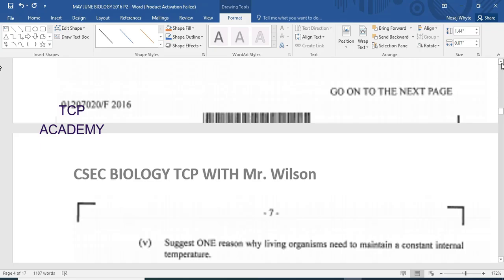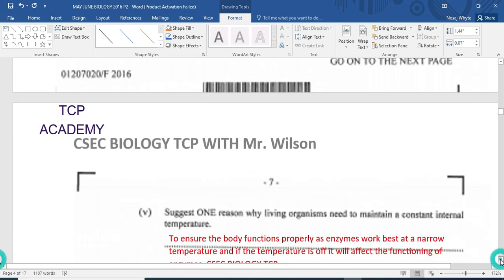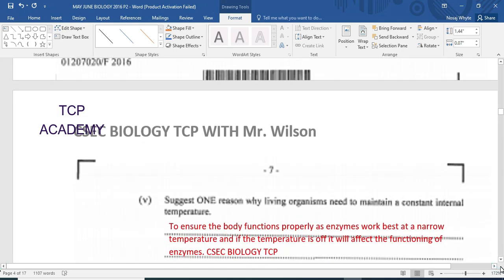Now, a lot could be said here. To argue this point, a whole lot could be said. But this is what we said. To ensure that the body functions properly, as enzymes work best at a narrow temperature range. And if the temperature is off, it will affect the functioning of the enzyme. So you understand that the body is pretty much driven by enzyme activity, as reactions are always taking place.